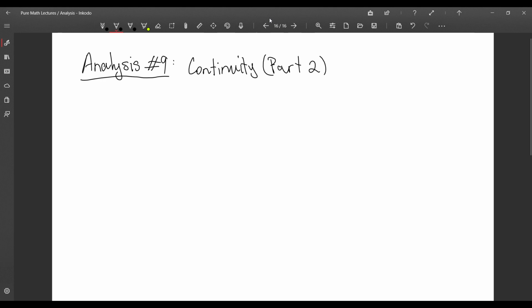Okay, welcome back. Today we're going to be talking about continuity on R again. Hopefully I make more progress this time. So the first thing, we are going to start off with a definition.